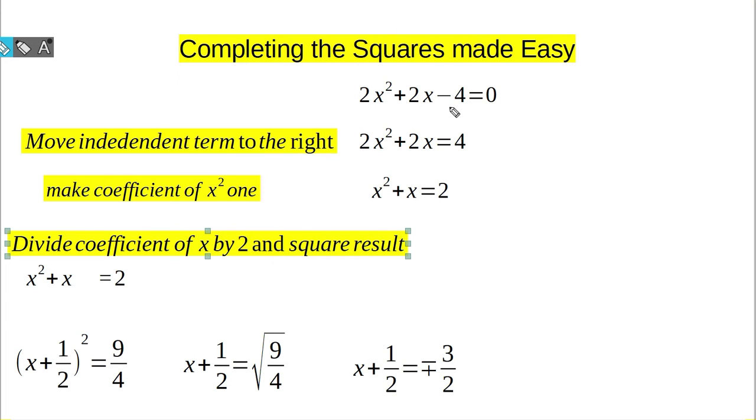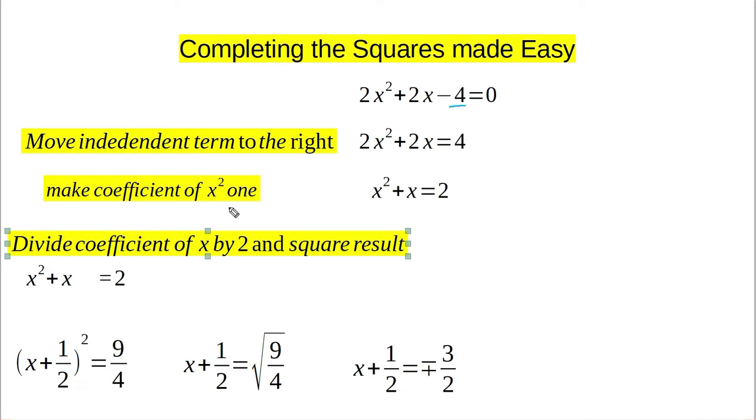The independent term is the term without any x. So we move it to the right side. When we move a negative number, -4, to the right side, we get a positive number. So now the trick is to have all the numbers that are accompanied with x on the left hand side, and the one which hasn't got any x on the right hand side.